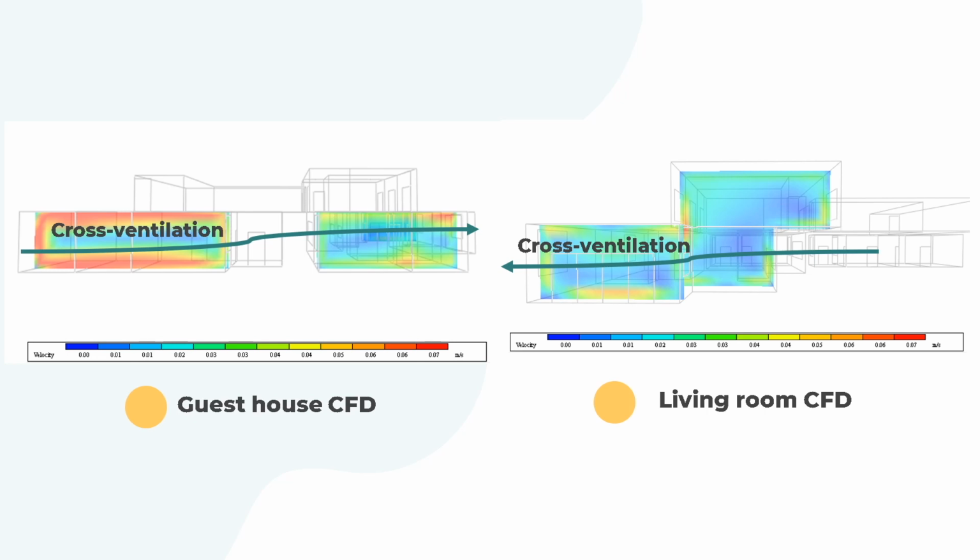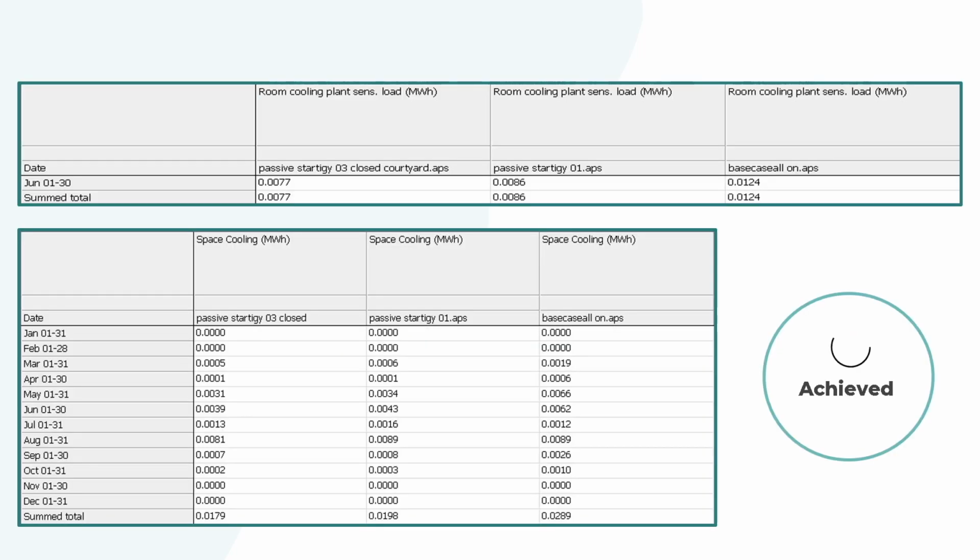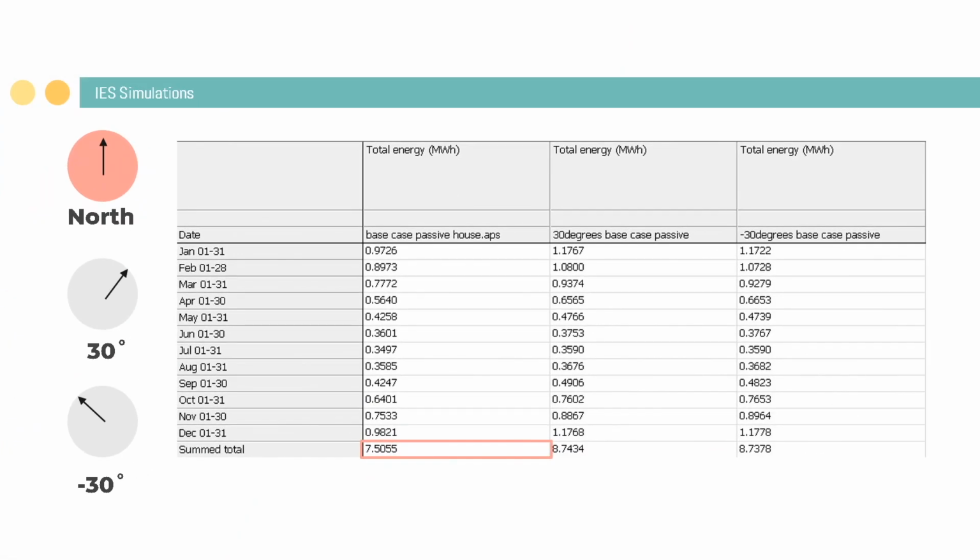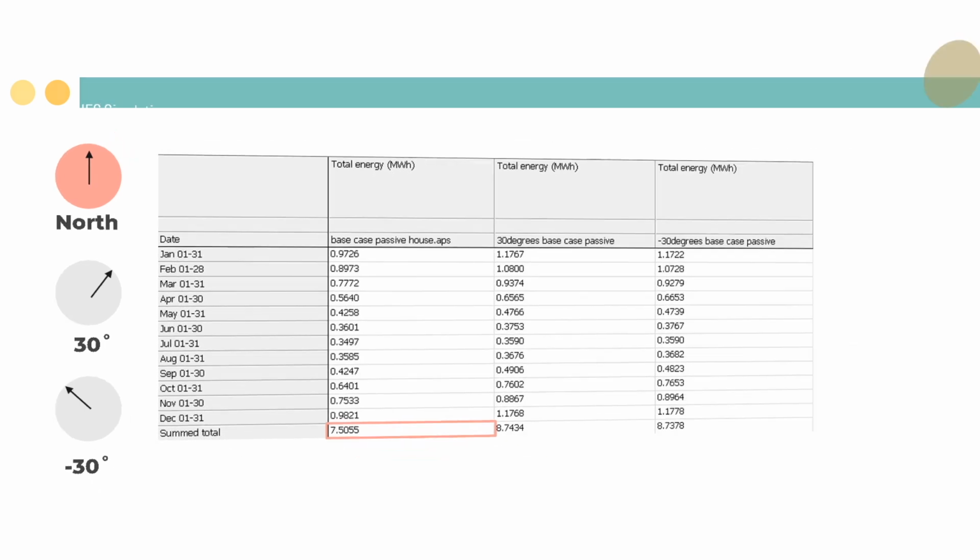A cross ventilation effect is achieved, and the air velocity within the window reaches approximately 0.07 meter per second, creating a comfortable environment within the living room. In terms of the orientation, three orientations were examined: north, 30 degrees to the north, and minus 30 degrees to the north. And we found that the north is the efficient orientation to place our house, and it drops the energy to 7.5 megawatt per hour, which is the best solution for the house.